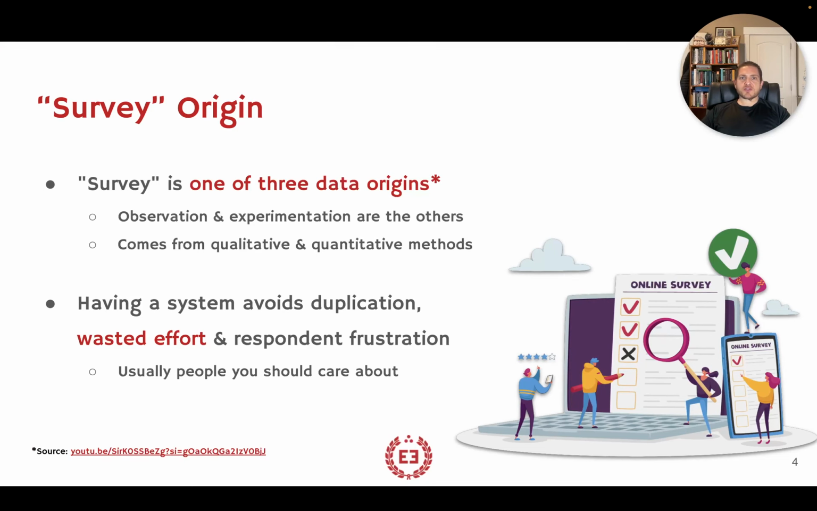When I'm using the word survey today, it's probably in this context, as one of the three data origin sources, the other two being observation and experimentation. Survey data can be the result of qualitative or quantitative methods. It can be the result of a paper survey, a digital survey, in-person interviews. What is common is that you are asking a direct question in some way and you are getting a direct response. You're not observing it and it's not involved with experimentation.